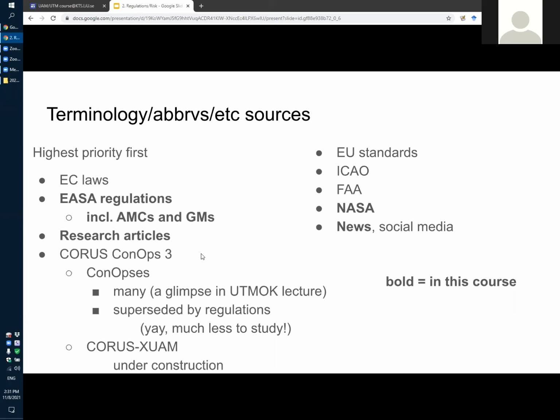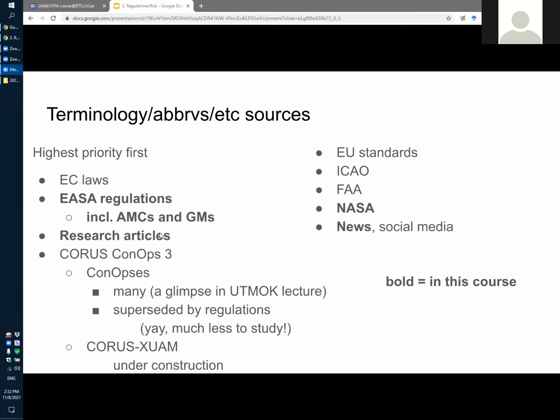So here I have this list of possible sources, and I put in bold those that we use in the course. The highest priority for us has EASA regulations, including the acceptable means of compliance and guidance materials to the regulations. And these things, into which we will look and have examples even during this set of slides, are good because they really explain the regulations, make them more clear, show pictures. I will show pictures from AMCs and guidance materials. And the more of these you have, the more clear and understandable the regulations are. So yes, regulations are the top priority for us.